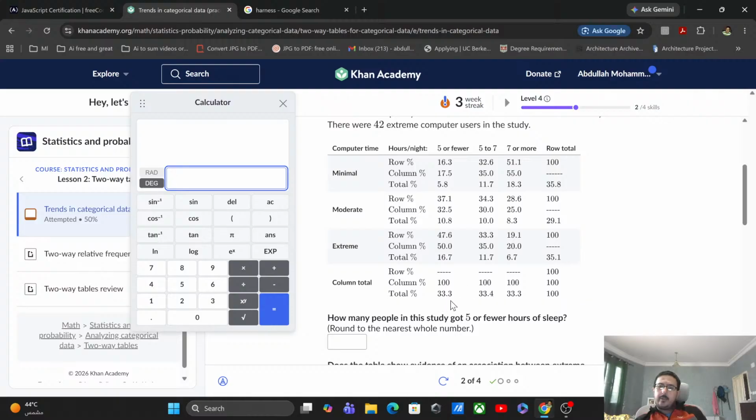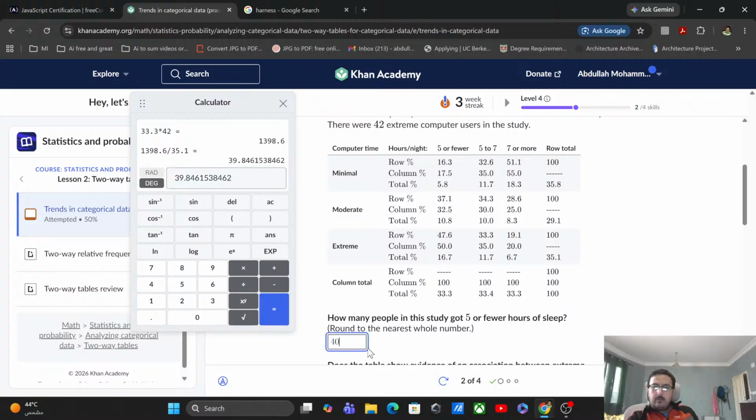What would 33 equal to? So 33.3 multiplied by 42 over 35.1. 39 is there. Round to the nearest whole number. 40. 40, I'd say.